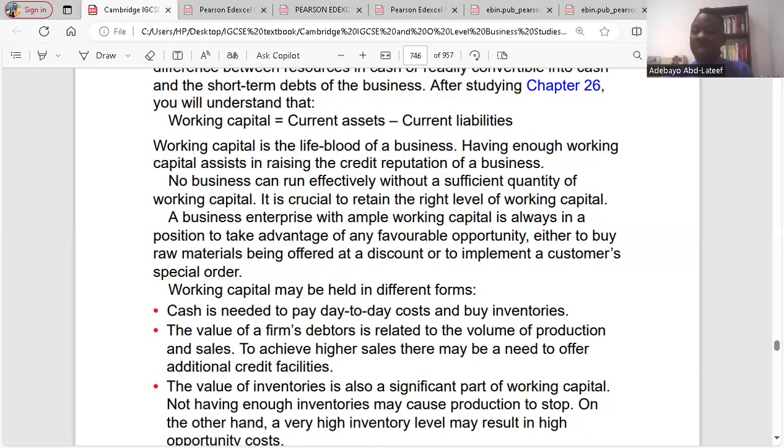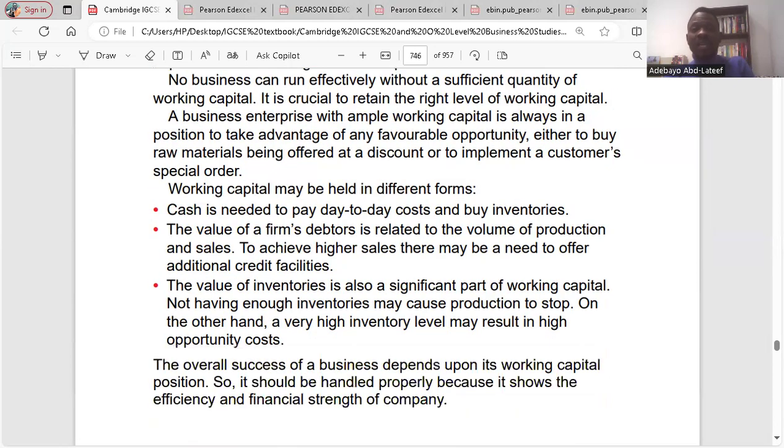So working capital may be held in different forms. So how can you keep working capital? One, cash is needed to pay day-to-day costs and buy inventory. So one of the reasons why you have to keep working capital is because you need to buy stock, inventory, every now and then. So you need cash for that.